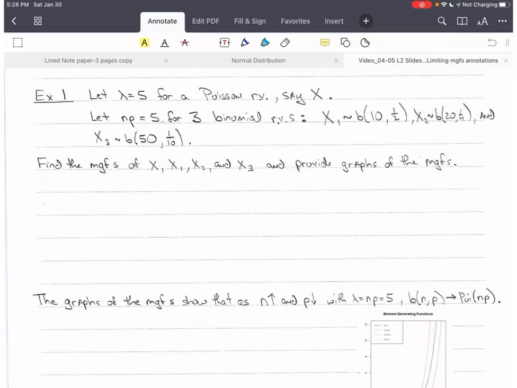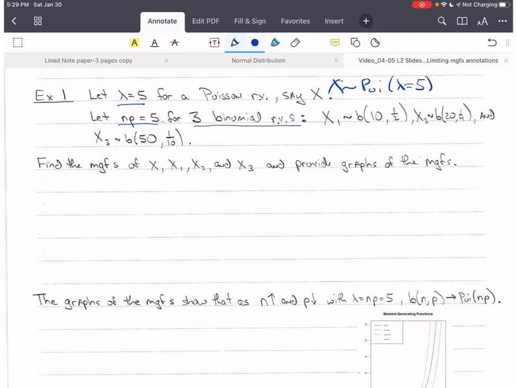So we're going to let lambda equal 5. This is for a Poisson random variable X. So X is Poisson with lambda equal to 5. Now we're going to let np equal 5. Remember, we need to set np equal to lambda. And we're going to do this for 3 different binomial random variables so we can see how this behavior works.